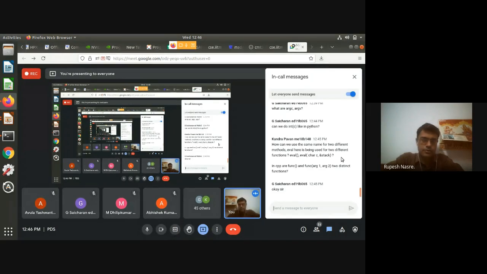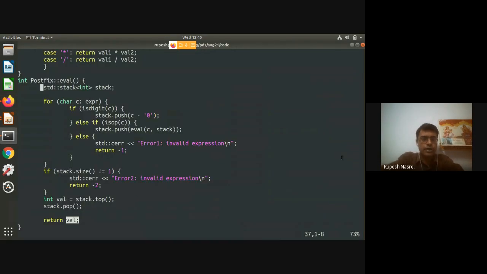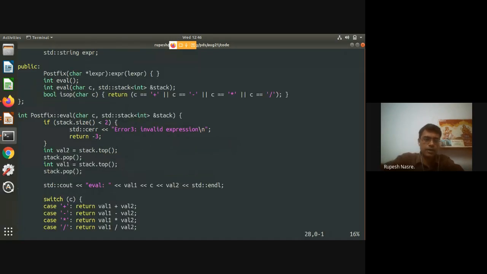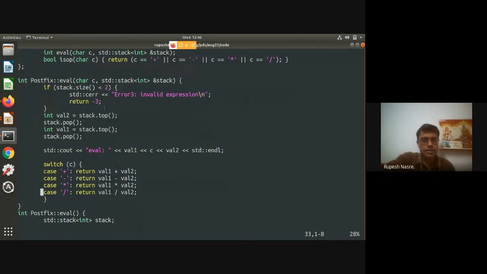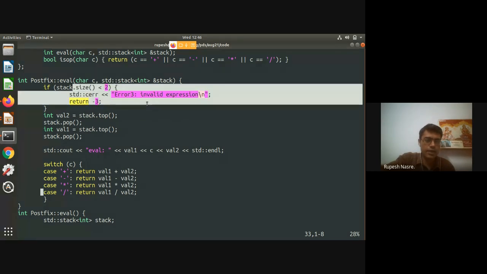All right. So we'll move ahead. Now let's look at the actual eval function, which operates on two arguments, right? So this eval call is operating on the operator which is given as the character and the current stack. So I just need to know the two values from the stack. Right? So how do I evaluate that? Well, if the stack size is less than 2, I give an error.